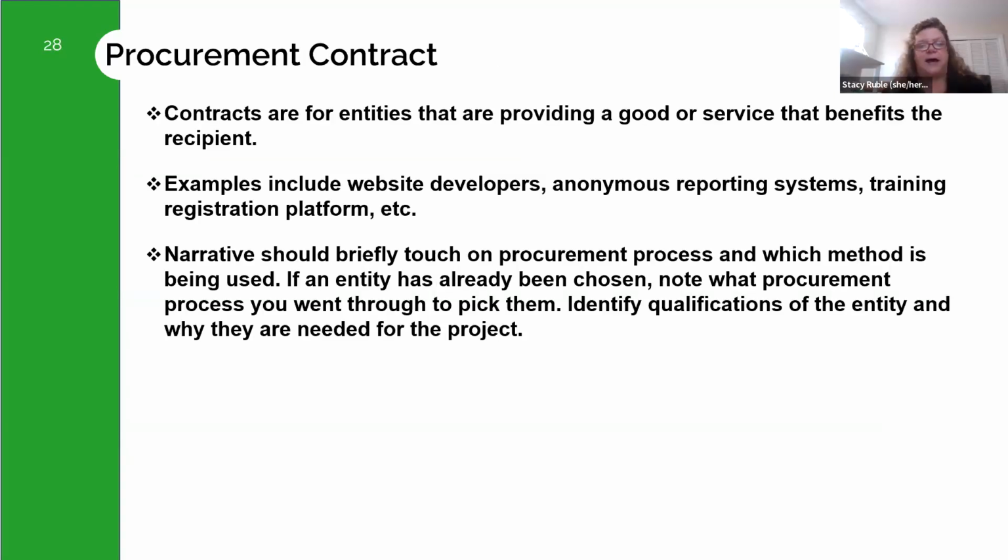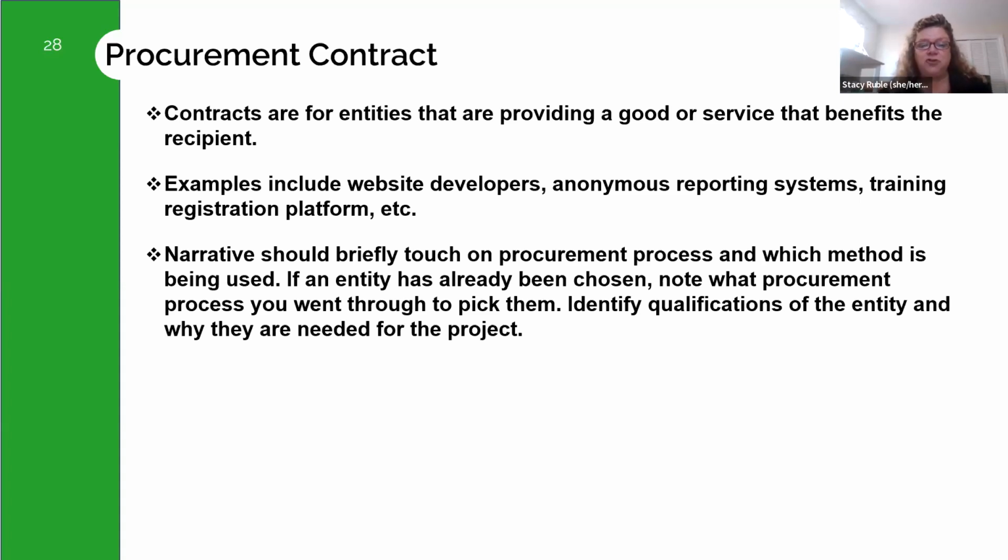So on the flip side of a subaward, you have procurement contracts. These are going to be for entities that are providing a good or service that benefits the recipient. So this could be website developers, anonymous reporting systems, training registration platform. And then the narrative should briefly touch on what your procurement process is, which is why I noted that you would want to be familiar with whatever it is and which method is being used.